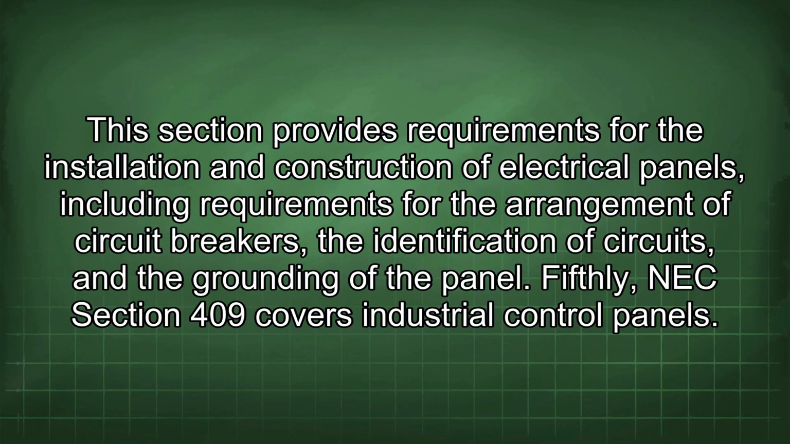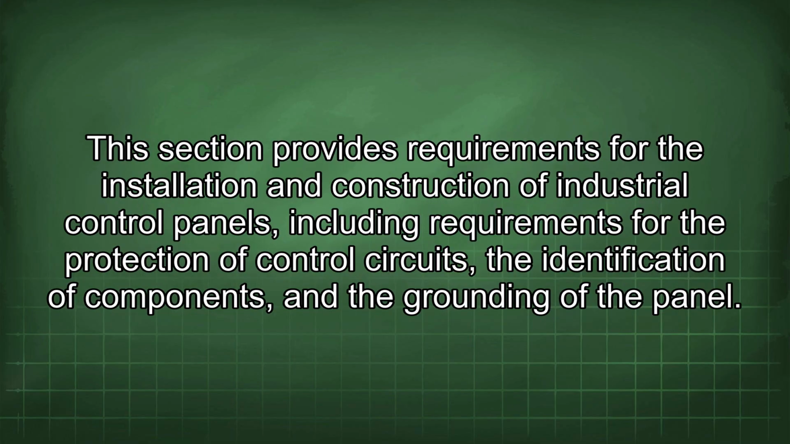Fifthly, NEC Section 409 covers industrial control panels. This section provides requirements for the installation and construction of industrial control panels, including requirements for the protection of control circuits, the identification of components, and the grounding of the panel.